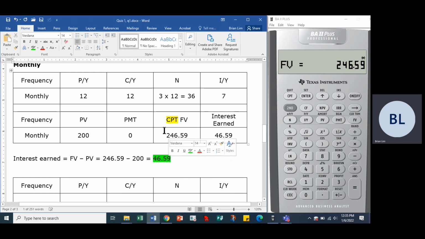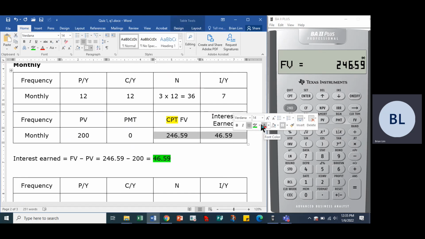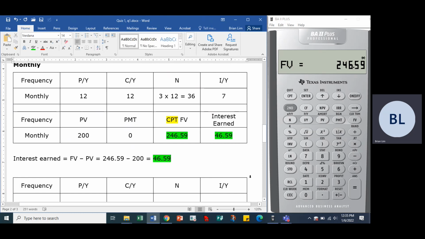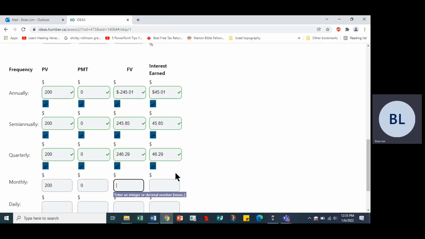There we are, 246.59. Of course, maybe we can do both. Let's see what happens if we get them both. Okay, 246.59. That is the answer. Let's go back here. And we get the answer for monthly, 246.59. And this is 46.59. Okay, so that is monthly.